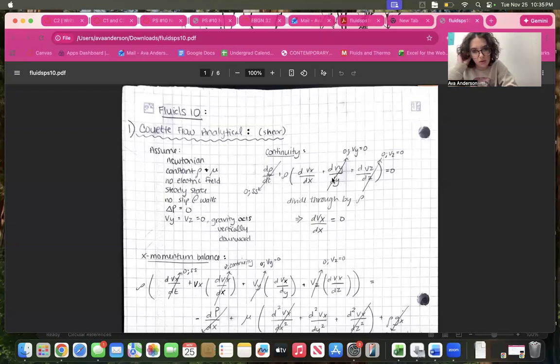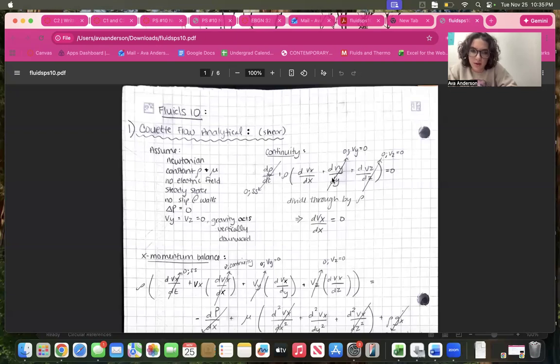You're assuming it's Newtonian, with constant density and viscosity, no electric field, steady state, and no slip at the walls. There's no change in pressure, and Vy equals Vz equals zero, because gravity acts vertically downward. For Couette, that basically translates into a linear profile. The stress is constant across the gap, and the flow rate depends on the velocity and viscosity only.